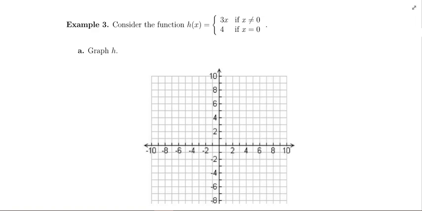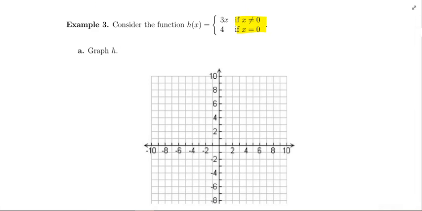In example 3, the piecewise defined function is h of x is equal to 3 times x if x is not equal to 0, and 4 if x equals 0. Okay, so this one's a little bit different than the ones we've seen because in example 1 and example 2, the if conditions involved inequalities, so like less than or equal to, greater than or equal to. Here we've got equals and not equals, so it's a tad bit different.